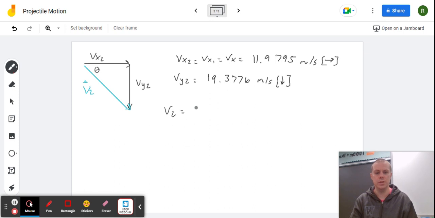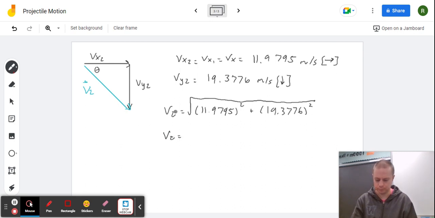So V2 is going to be 11.9795 squared plus 19.3776 squared, rooted. Okay, so we're just using Pythagorean theorem here. And we're going to get 22.7816. Okay. We also need to find the angle.